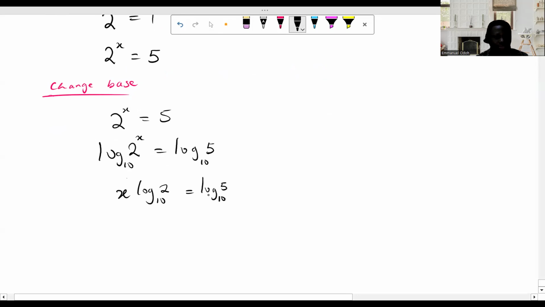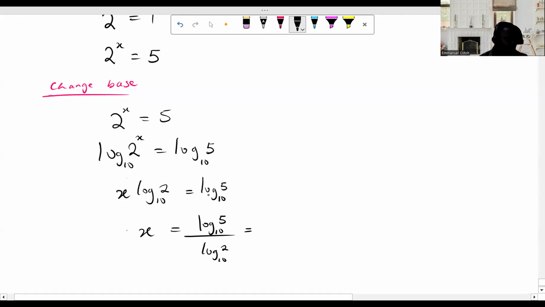So this is x, you can make x the subject of the formula. So x becomes log 5 to base 10 over log 2 to base 10. You can use a calculator to do this.